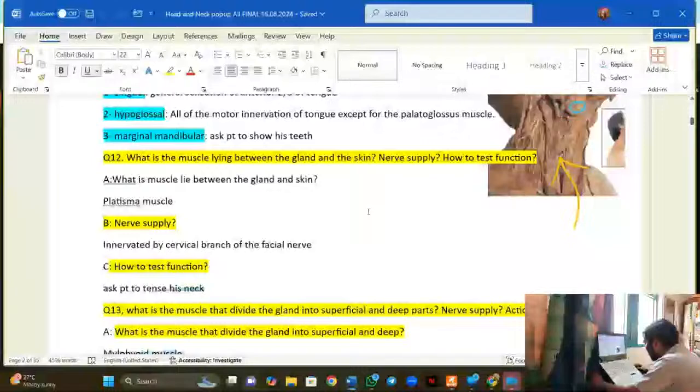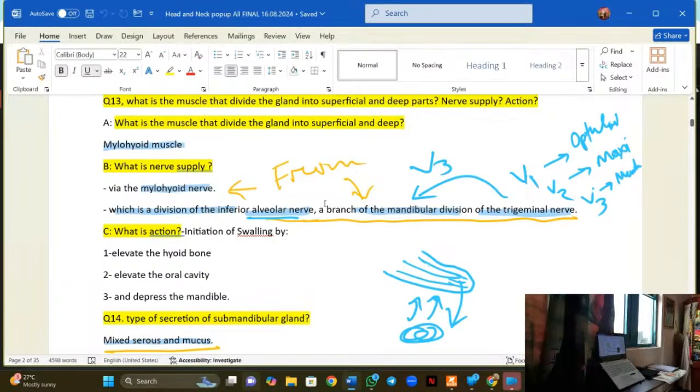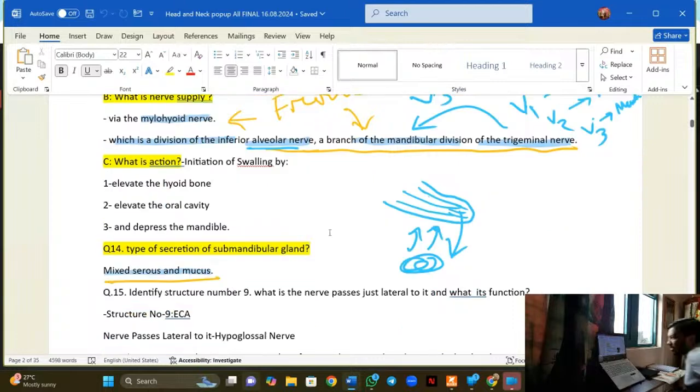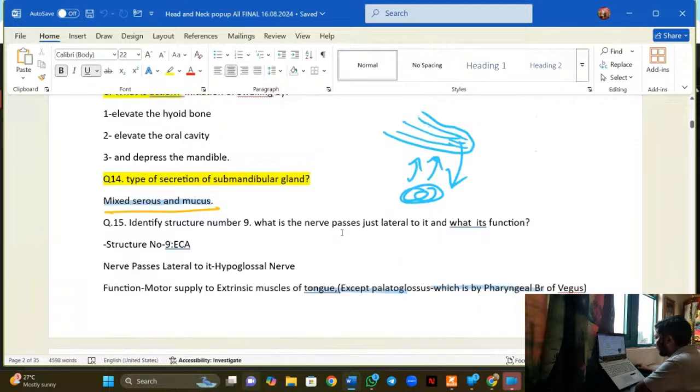What is the muscle that divides the gland into superficial and deep parts? It is mylohyoid muscle. What is its nerve supply? Nerve to mylohyoid. It initiates swallowing by elevating the hyoid bone, elevating the oral cavity, and depressing the mandible. Type of secretion of submandibular gland: mixed, both serous and mucous.